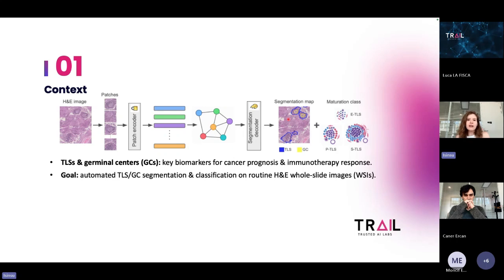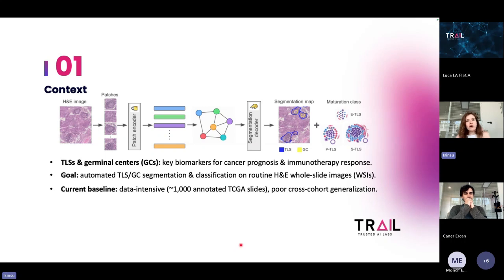So building on this prior, earlier work has shown that we can capture the spatial and maturation status of TLS from histology images. The current state of the art for automated TLS segmentation is an encoder-decoder architecture that we all know as UNet, trained from scratch on roughly 1,000 annotated histology images that come from the TCGA across 3 different cancer types. So this specialist model shows a strong agreement with the pathologist, but still it comes with certain limitations that motivate our project.